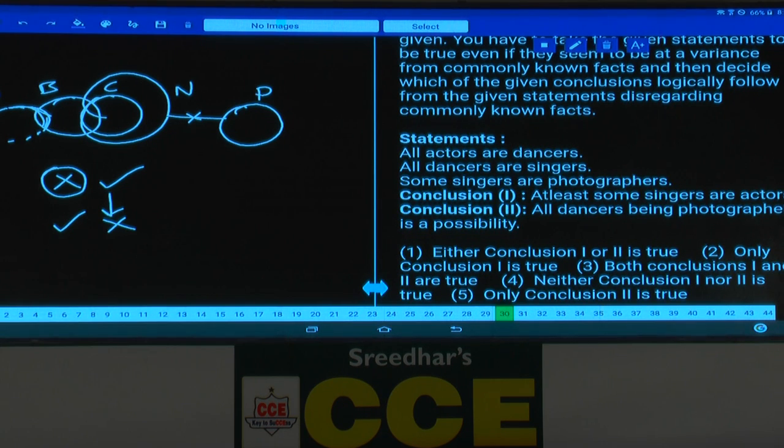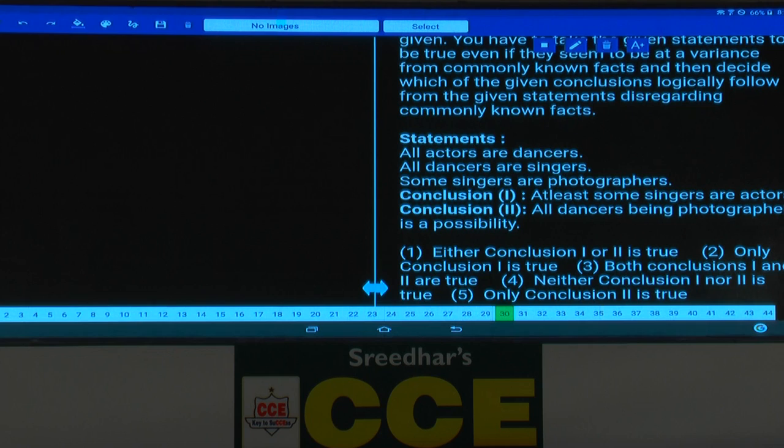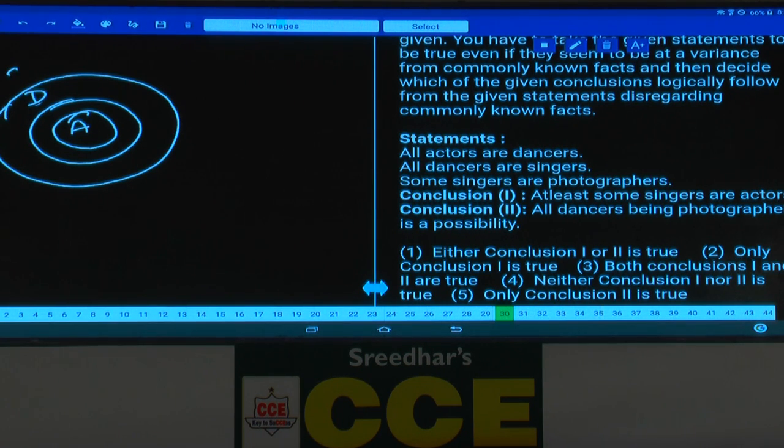Then coming to question number 30. Now in this 30, all actors are singers. All actors are singers. And all actors are dancers. And all dancers are singers. Some singers are photographers. And first one, some singers are actors. Definitely true or not? Yes.